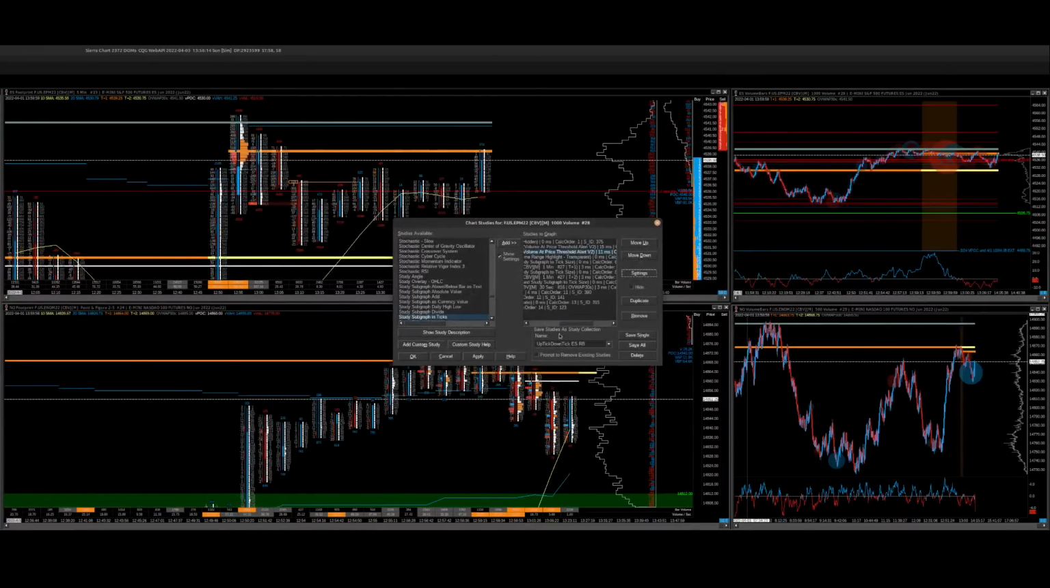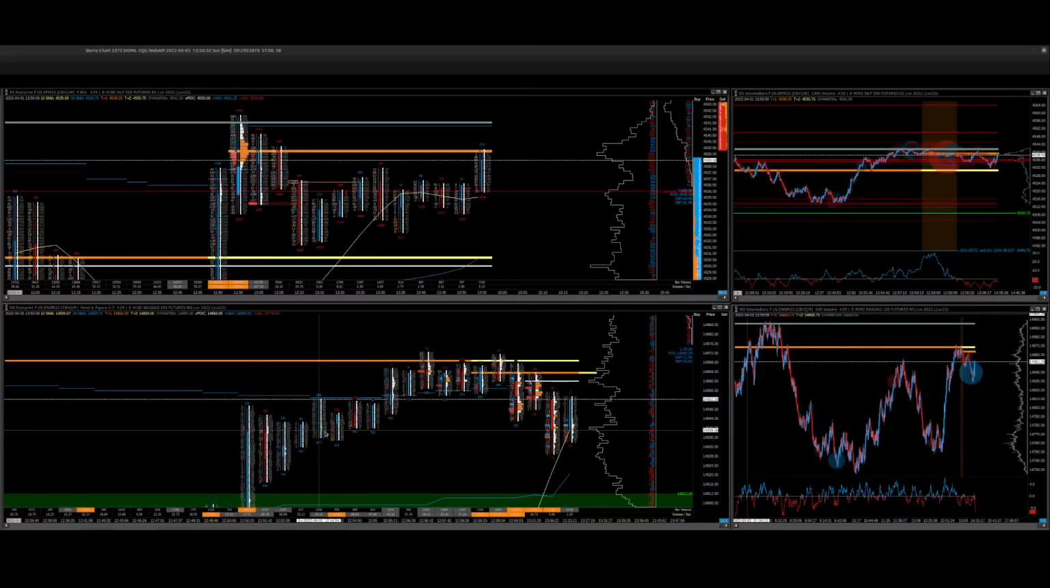So let's see. What else do we got here? 30-second opening VWAP, right? All that stuff up here. T1s. Volume by price over here. I do visible bars. I don't know. What else do we got? What else do we got?